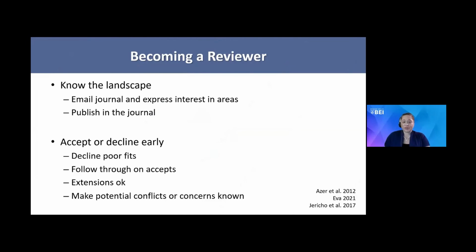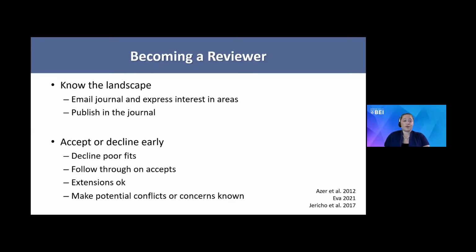Now, you can absolutely email journal editors, email journals, and express interest. This is really true right now. Journals are hungry for reviewers. If you want to be a peer reviewer, you can be a peer reviewer. Publishing in the journal is an easy way to get on that review list. And if you do publish a paper in a journal, it's very respectful to serve as a reviewer for that journal at least once, to give back to the publication process.